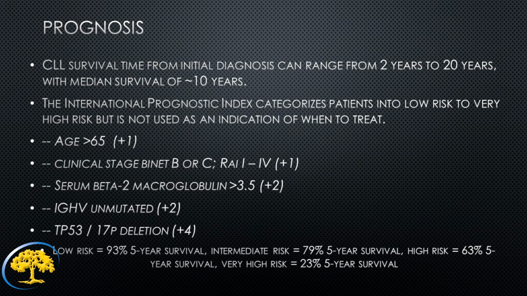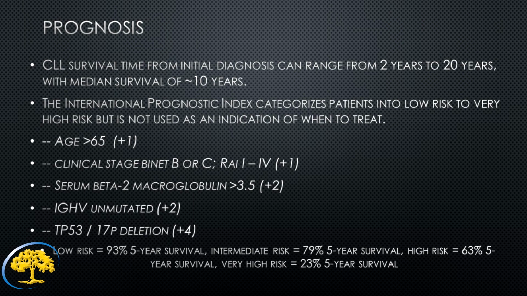We do a blood test called beta-2 microglobulin. If that number is greater than 3.5, you get 2 points as well. When we're looking at your flow cytometry, these are lab tests, and your FISH, we're looking for something called IGHV mutation. Somebody who is unmutated has 2 points. And then we're looking for something else called TP53 or a 17p deletion. And this is a big one. Someone whose cells have this finding actually gets 4 points when we're calculating prognosis.